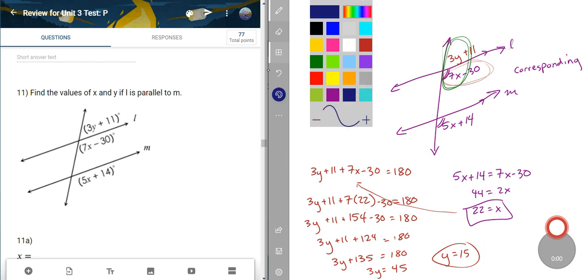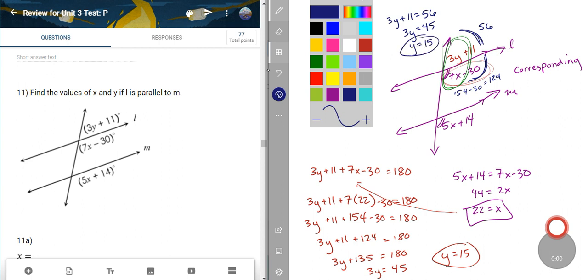And the other way I was starting to describe is if I had plugged it in, we get the 154 minus the 30, so we know that this angle measurement is 124. That's the actual measurement there. So this angle measurement over here must be its complement, which would be 56. And so you could set up the equation that 3y plus 11 is equal to 56. Same approach, it's still going to work out. This equals 45, y equals 15.